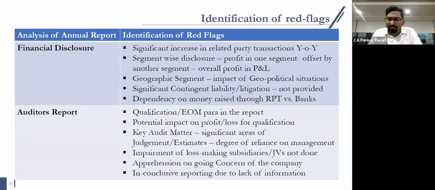Another which is very important and very familiar to all of you is the disclosures. You all know that there is a lot of disclosure made in the financial statement, my friend, which one has to look at.